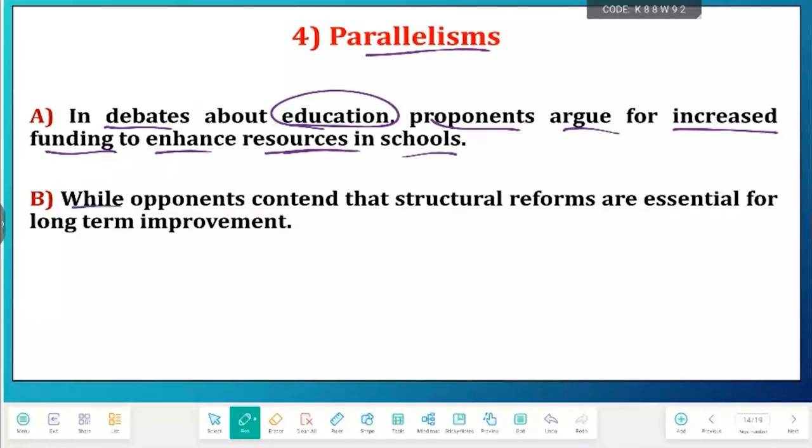दूसरे स्टेटमेंट में क्या है? While opponents contend that structural reforms are essential for long term improvement. दूसरे में क्या कह रहा है? अपोनेंट्स कह रहे हैं कि स्ट्रक्चरल रिफॉर्म्स जो है, they are essential. Essential for what? Essential for long term improvement.